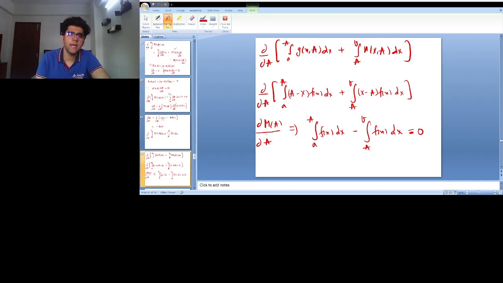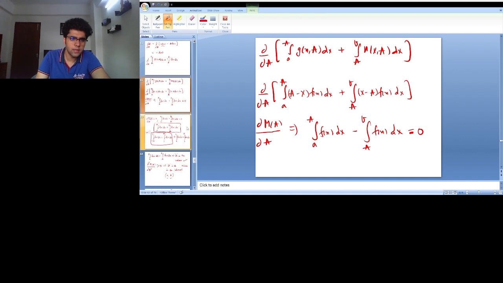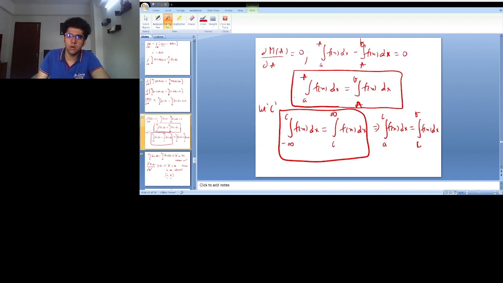So applying all of the formulas, what I found in the end was that del M by del A is the integral from a to A of f(x) dx minus the integral from A to b of f(x) dx. Then we equated this to 0, and this turned out to be equal, and this whole expression implies that capital A is the median, right? I wrote the property of median below, so you can check it.